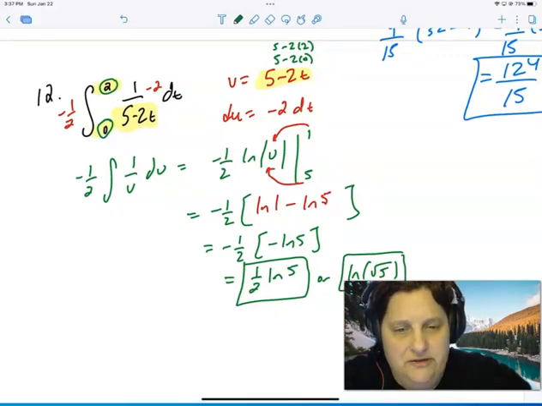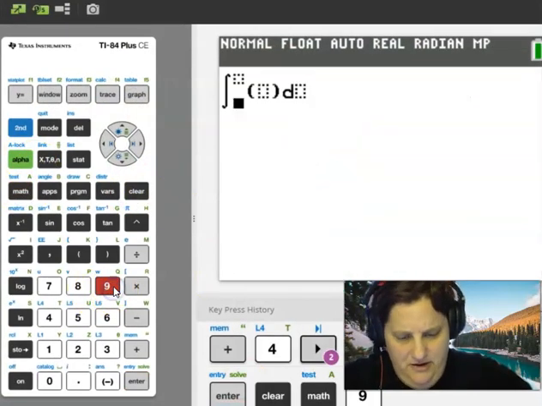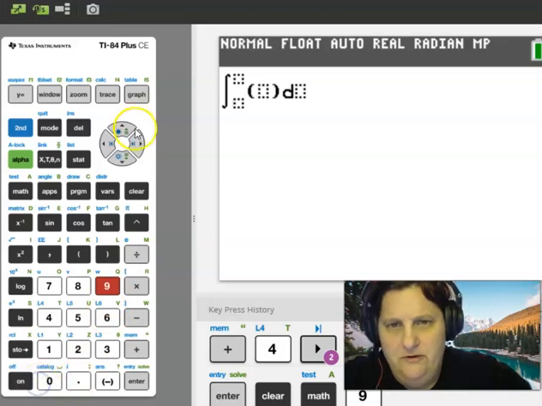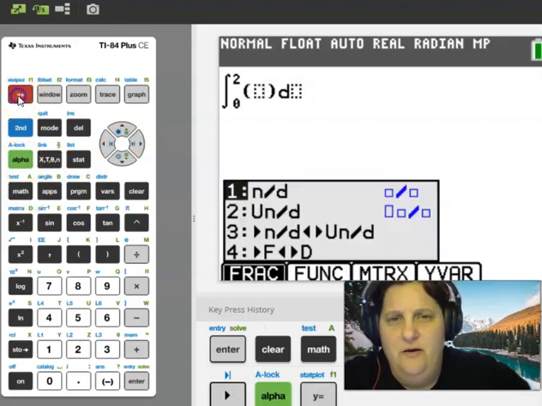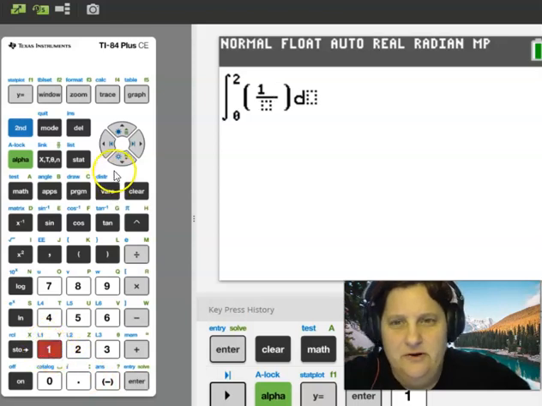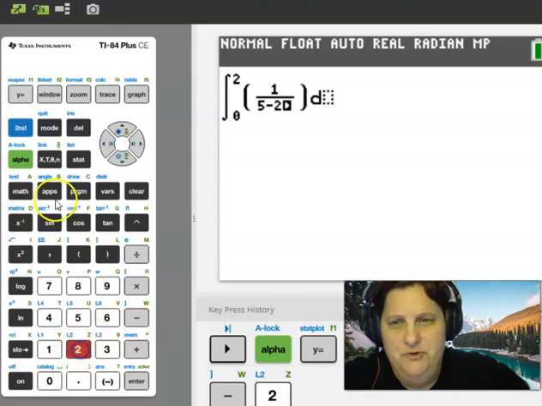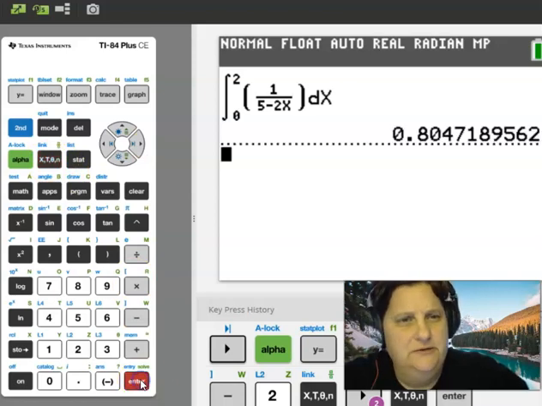Once again, though, let's go ahead and check this on our calculator. So we'll go Math 9. The original problem was the integral from 0 to 2. When I'm doing fractions, I like to do alpha y equals to get my fraction there. That way I don't have to worry about putting parentheses around the bottom and stuff. 1 over 5 minus 2x. I'm going to just use x because it's easier to find than a t, dx.